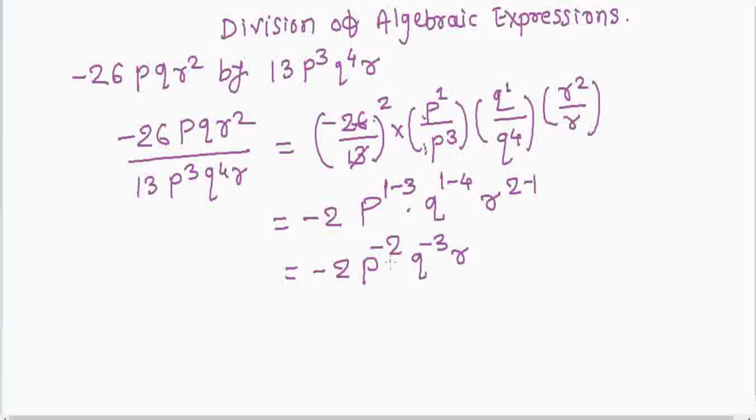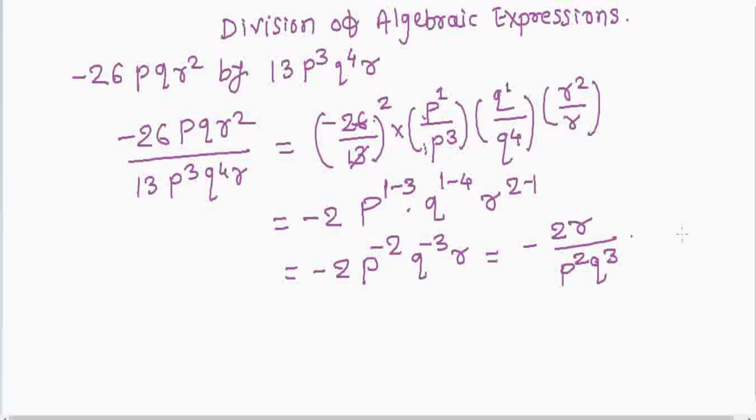So when the new power, this index, is negative, write that quantity in the denominator. Therefore we have minus 2, and this r is positive, and in the denominator we get p square into q cube. So this is a simple division where the two quantities are monomials.